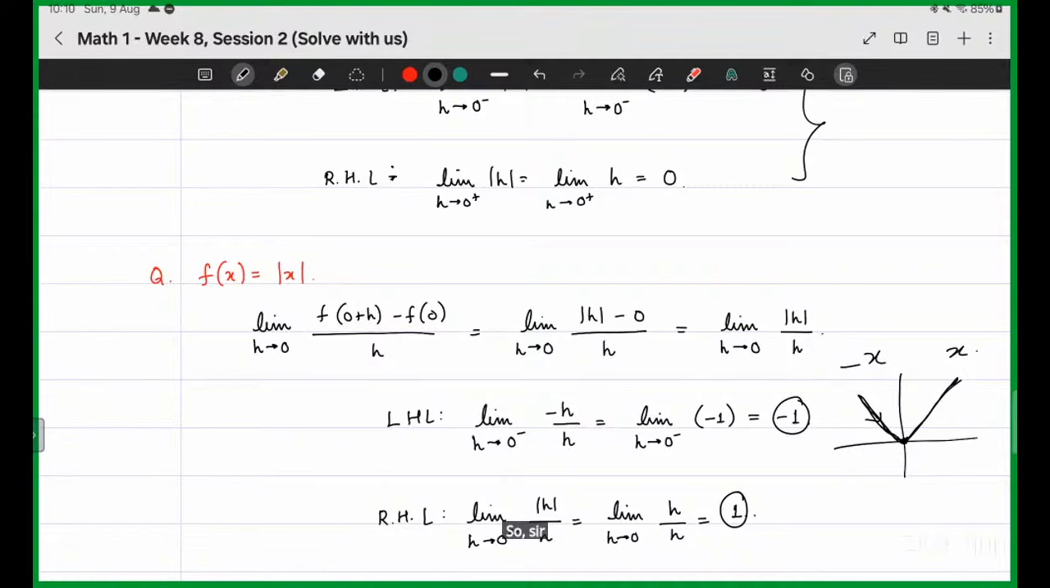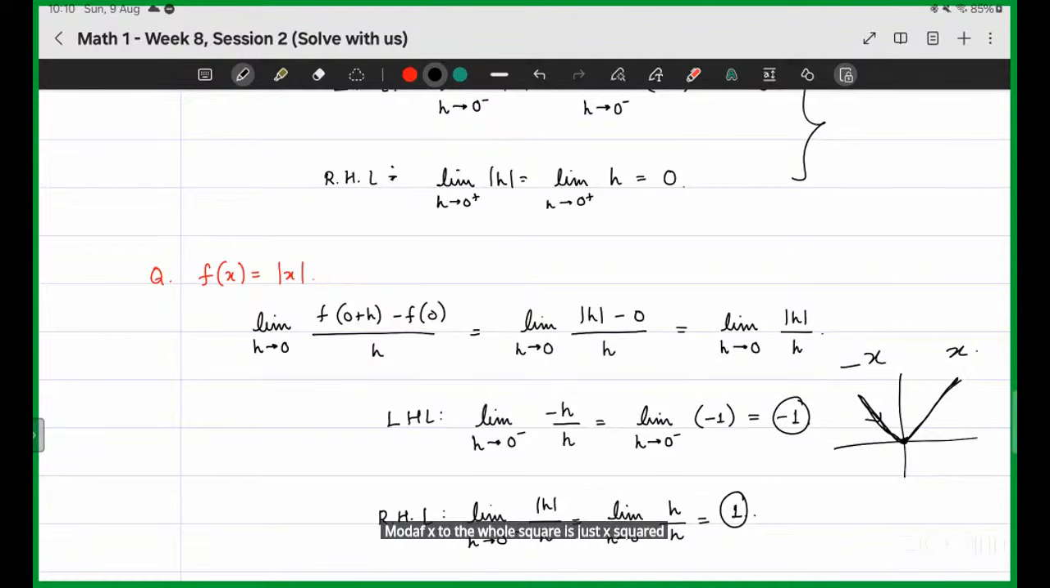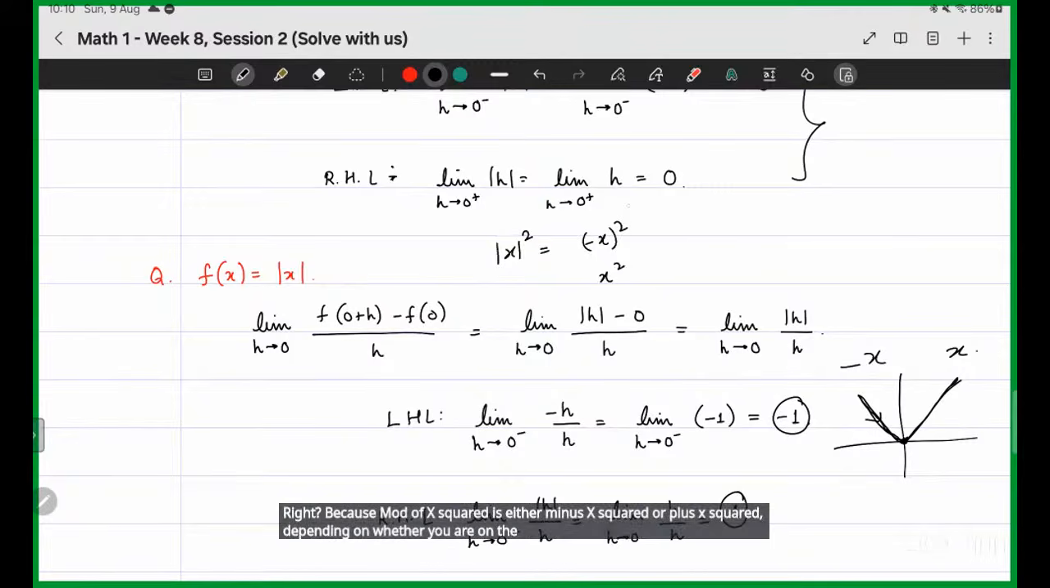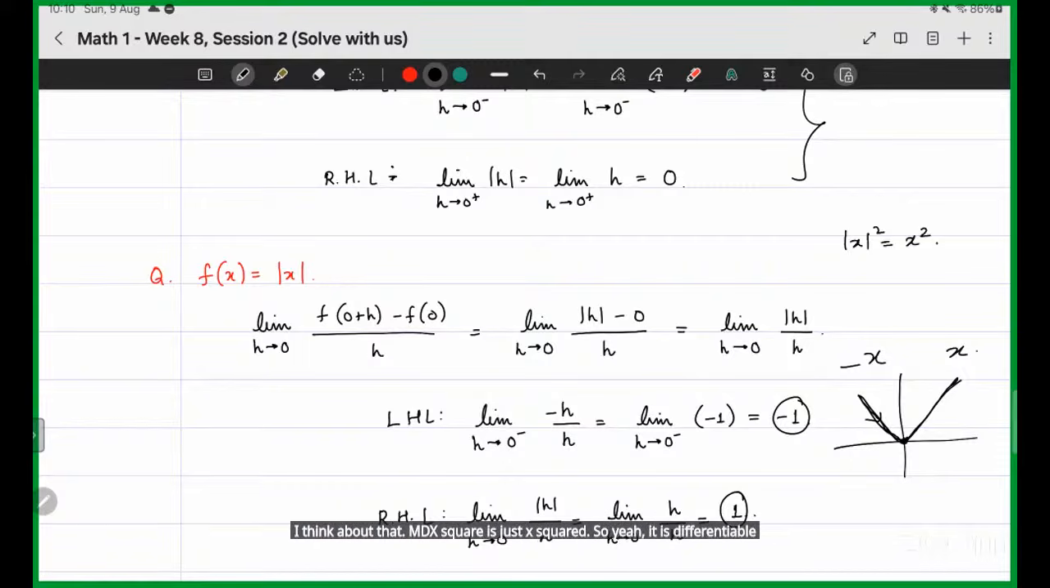So, sir, in this way, if we take mod of x to the whole square, that is also differentiable. Mod of x square is just x square. So it's just a quadratic function. Because mod of x square is either -x square or plus x square, depending on whether you are on the positive side or the negative side, but both of them are x square. So yes, it is differentiable.